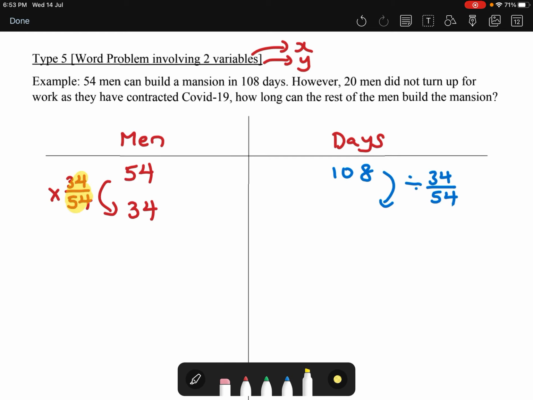So you just copy everything here, just that the multiply becomes divide. So 108 divided by 34 over 54. You should get about 171.5 days.